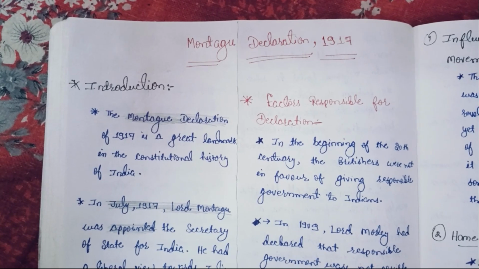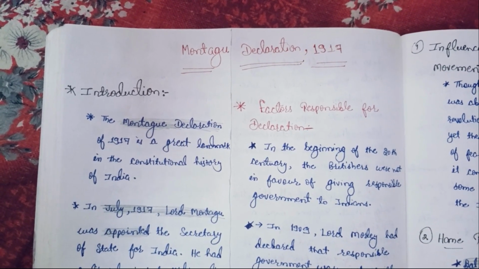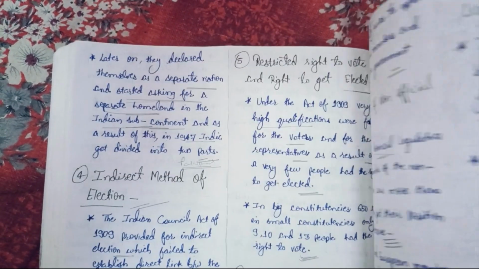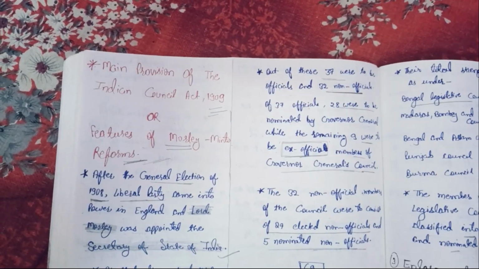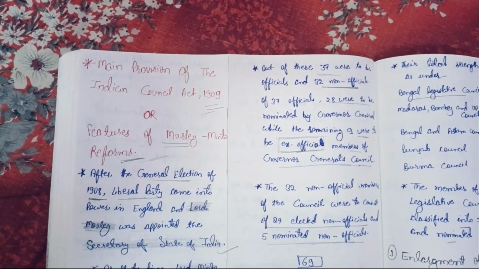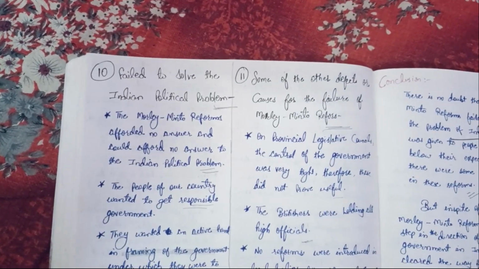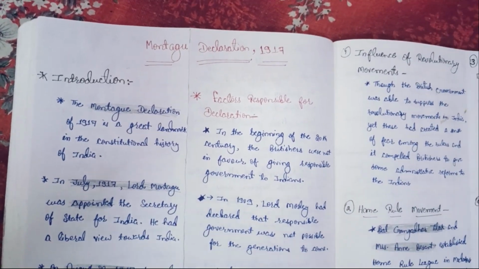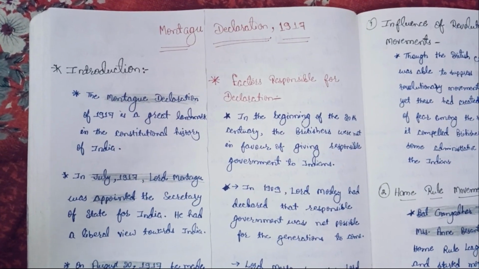Hello everyone. In this video we are going to cover the Montague Declaration of 1917, which came after the Act of 1909, also known as the Morley-Minto Reforms. In the previous video we covered the various defects and the conclusion of the Morley-Minto Reforms. Right now we are going to get started with the Montague Declaration of 1917. Let's first start with the introduction.